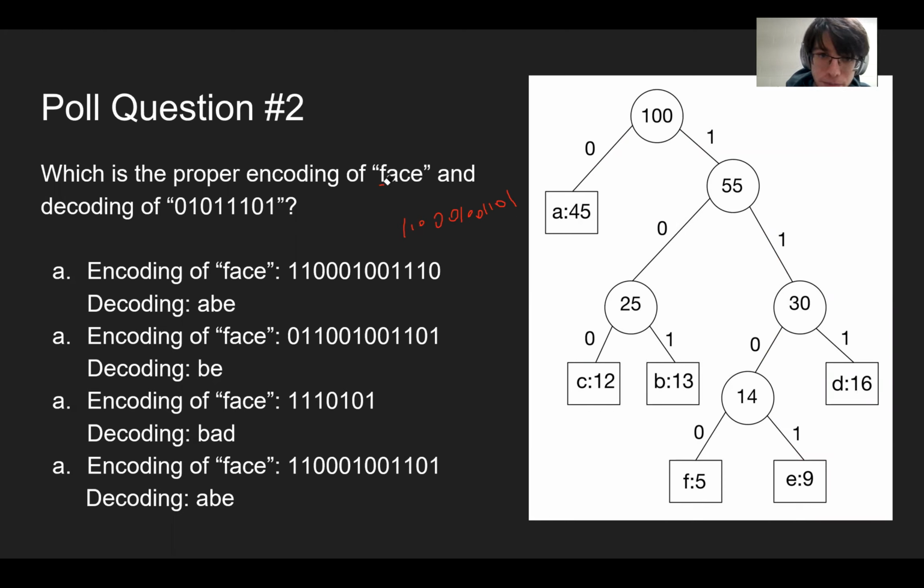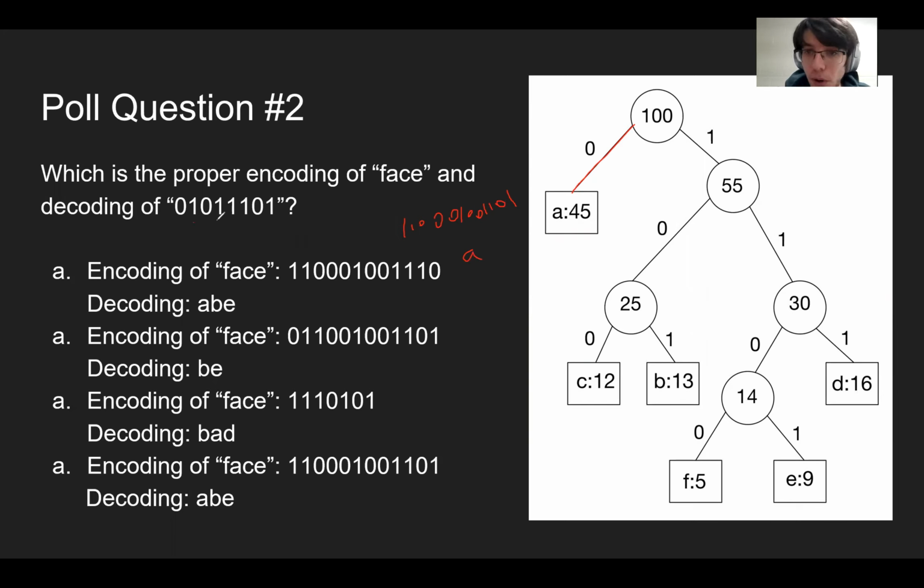Now, the next part of the question is decoding of 0, 1, 0, 1, 1, 1, 0, 1. So let's try. Well, okay, 0. That's just A. Anything that starts with a 0 is just going to give us A, because A is the only string that starts with 0. So that's A.